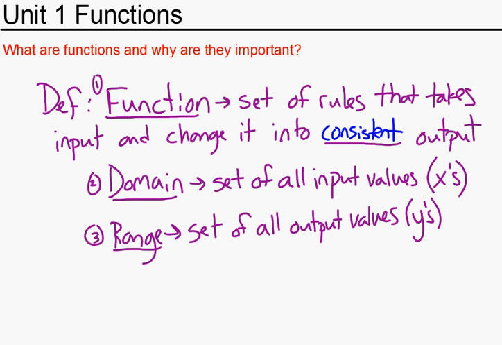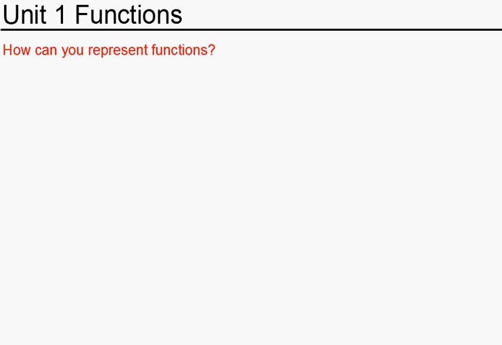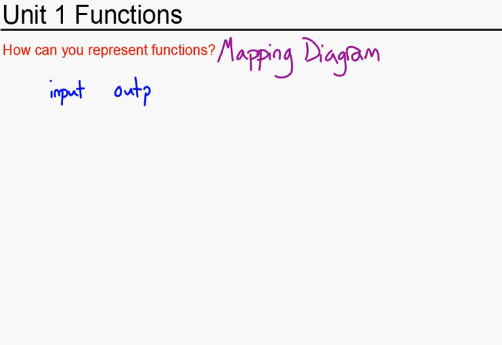So input values is the domain, output is the range. These are three really important terms that we're going to work with the entire year. So going back to some ways in Algebra 1 that we represent functions, the first way is what we call a mapping diagram. It's important that we understand how to read these. That way we can understand what a function does. Every mapping diagram has two columns. It has the input and the output.